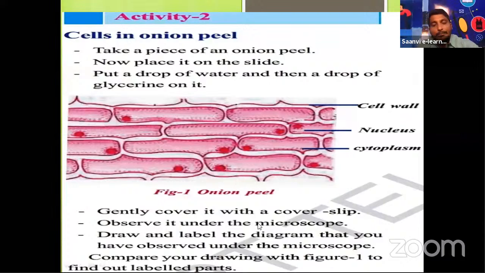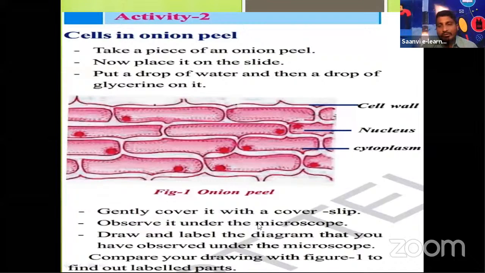See, children, compare your drawing with figure number 1, onion peel, given on the screen, to find out the labeled parts. While you are observing, you have to draw neatly. You have to maintain the drawing in the observation book, neatly, what you have observed under the microscope. Compare that figure with this textual figure, figure number 1, onion peel, and find out the labeled parts.